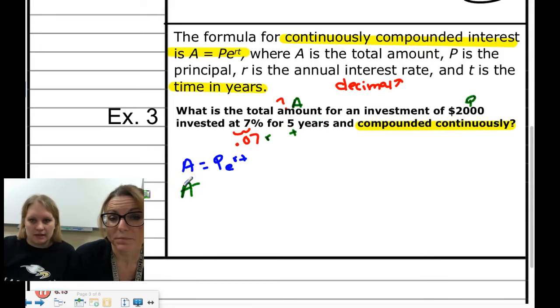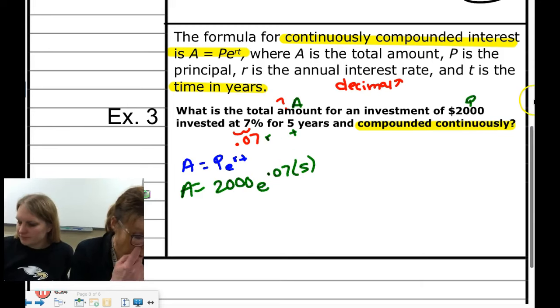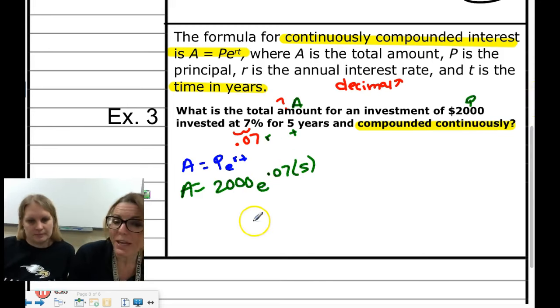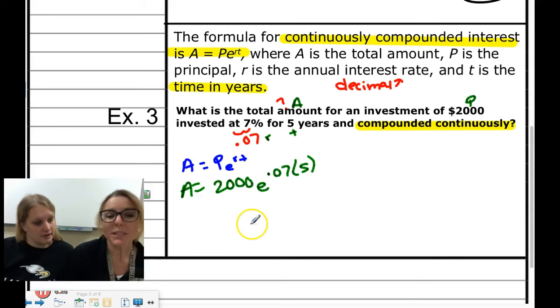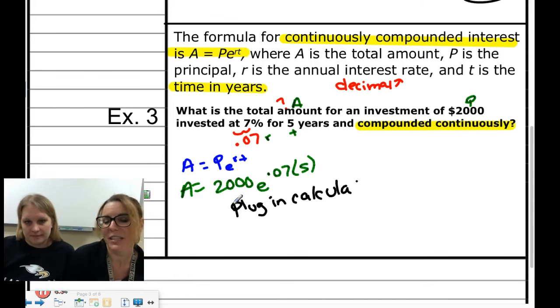So A equals 2,000 e to the 0.07 times 5. Well, all we actually have to do now is use a calculator and plug it in. All you're doing is plugging it into your calculator. There is an e button.